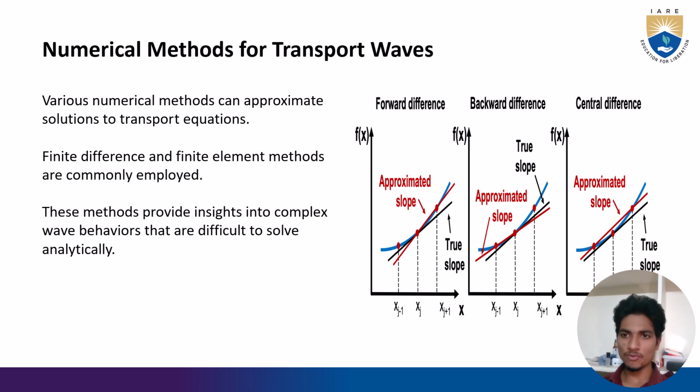Forward difference, backward difference, and central difference graphs are given below. F of x is on the y-axis and the slope is on the x-axis. So the approximated slope, true slope, and approximated slope are the three colored lines. So we can see here the graph.